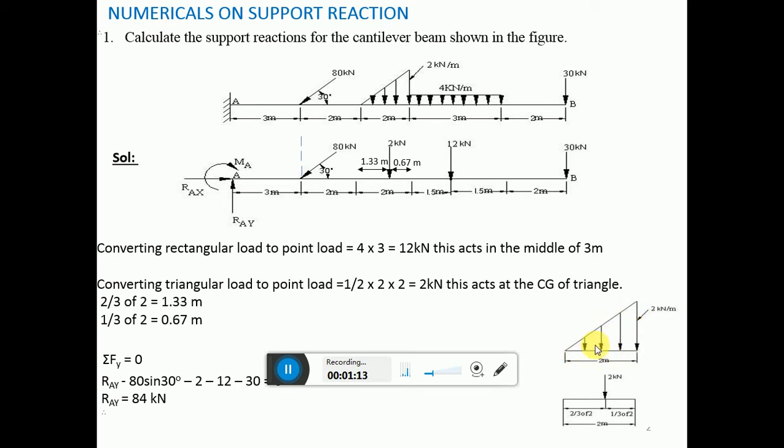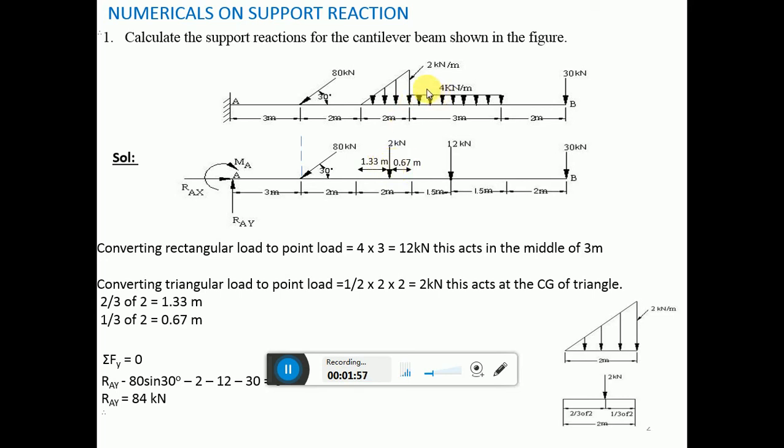To convert this into a point load, it is the shape of a triangle, so we usually do half into base into height. You'll get 2 kilonewton. Now we need to know where this point load acts. It acts at the CG of the triangle, at a distance of 2/3 L from this point and 1/3 L from this point. L is 2 meter here. So it is 2/3 of 2, 1.33 meter from this side, and 1/3 of 2, 0.67 meter from this side. So when you plot your point load, it is at 1.33 meter from this side, 0.67 meter from this side.